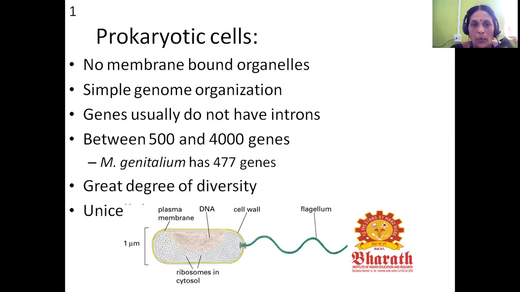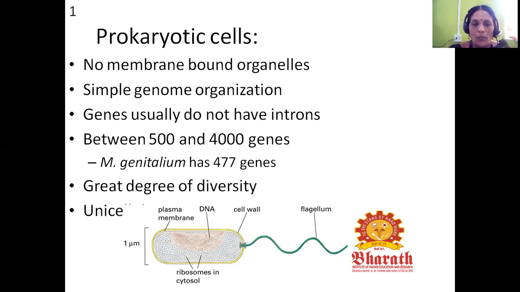The topic is genetic inheritance. First of all, let us look at prokaryotic cells. There are no membrane-bound organelles present. They have a simple genome organization, and genes usually do not have introns. They have between 500 and 4,000 genes. Mycoplasma genitalium, for example, has 477 genes. There is a great degree of diversity.